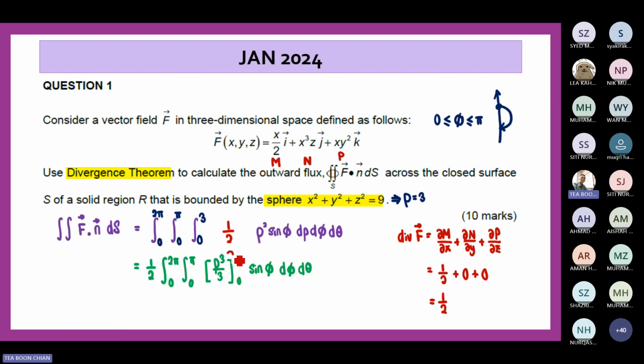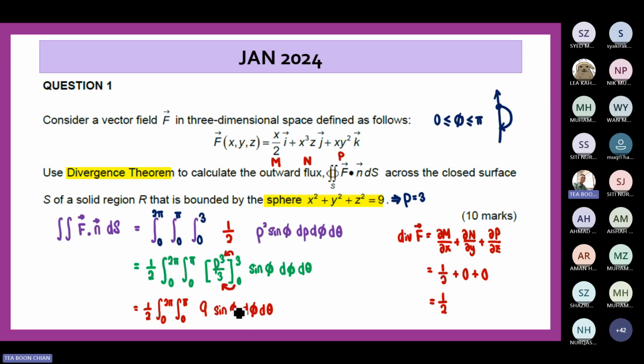So in this case, if you substitute upper limit 3 and lower limit 0, this will give you a very nice integer computation from 0 to 2 pi, here from 0 to pi. Substitute 3 into it, 3 cubed over 3 gives you 9. So here, sine phi d phi d theta. So this integer 9 you can pull out and then followed by integrate with respect to sine phi. So let me continue in the next slide.